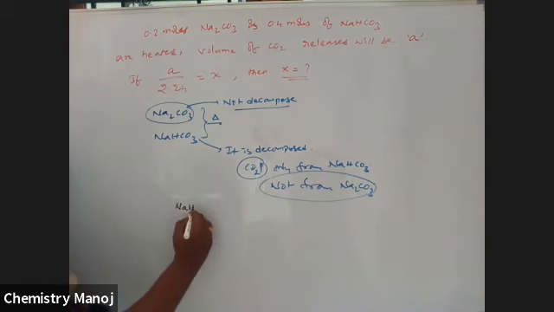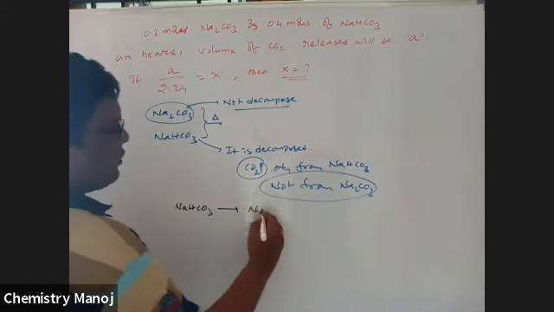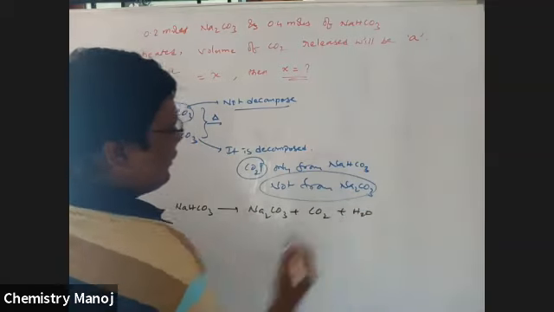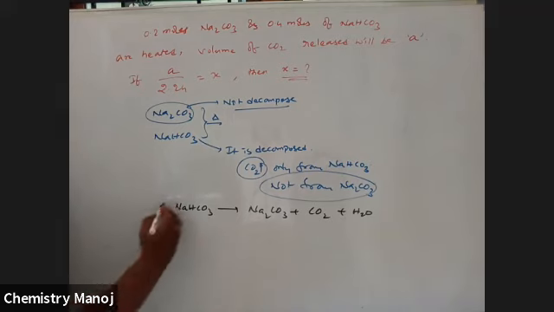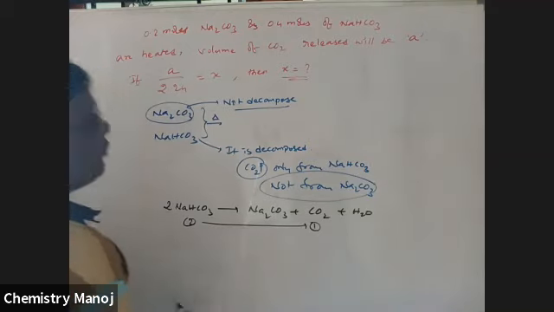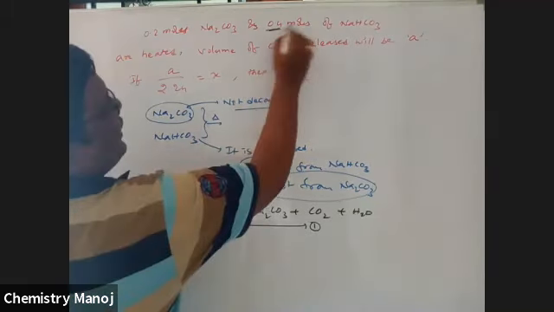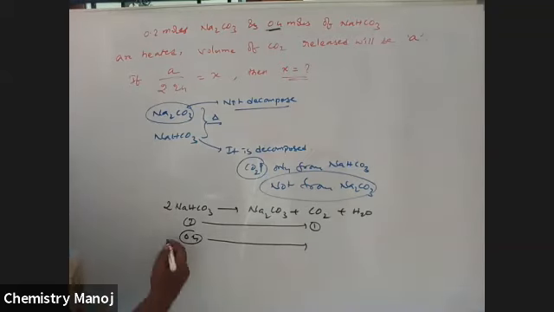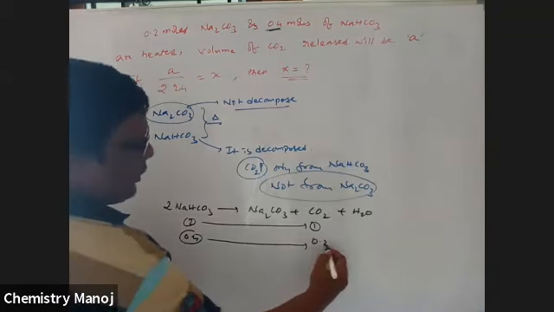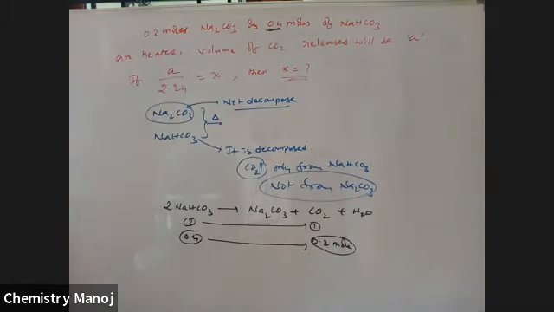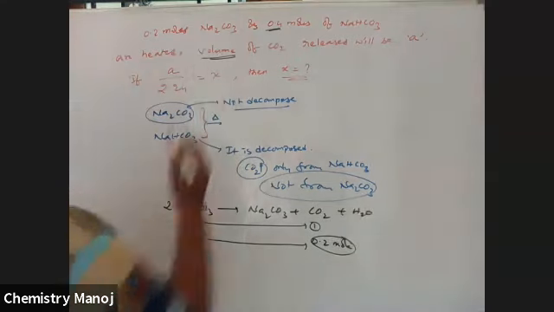NaHCO3 on decomposition gives Na2CO3, CO2 plus H2O. It is 2 moles. Now 2 moles gives 1 mole CO2. Here, how many moles of NaHCO3? 0.4 moles, so take one half, it is 0.2 mole. Now volume is considered.